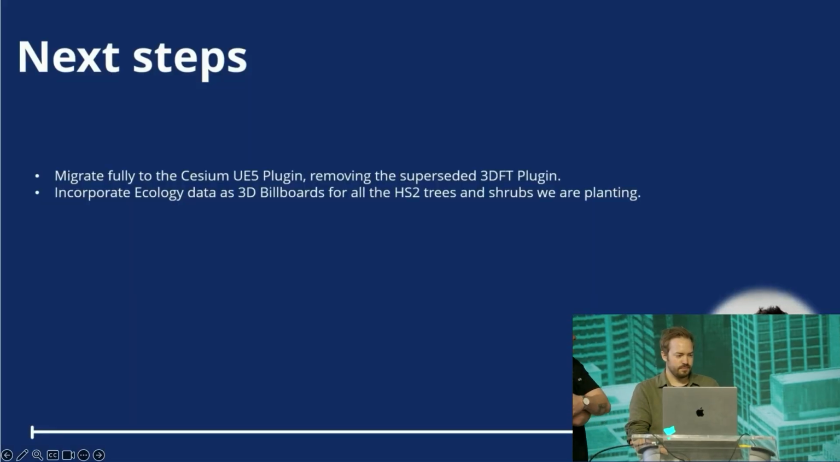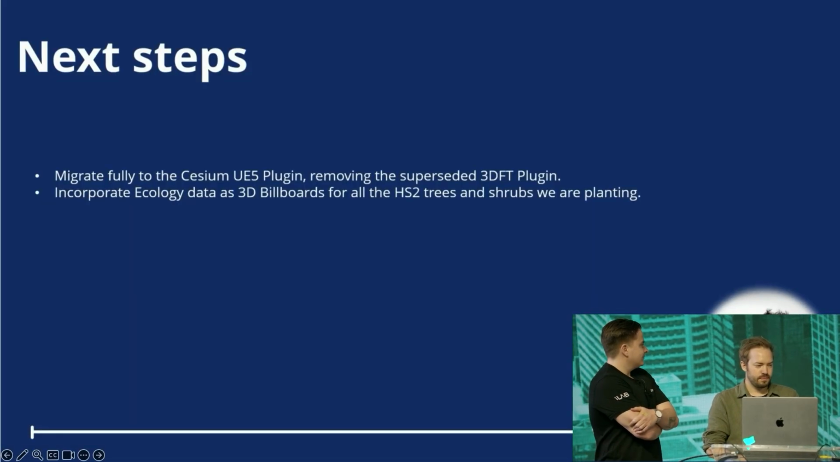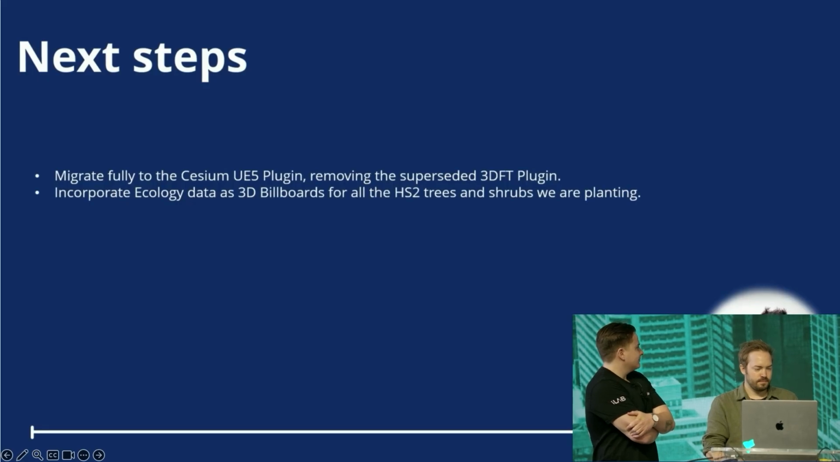So the next steps, we want to fully migrate to the latest Bentley plugin, which is using the Cesium tilesets rather than the 3DFT. We want to incorporate more ecology data as 3D billboards rather than 3D trees. We've got absolutely loads of different types of planting, shrubs, trees. So again, we want to try and get that as realistic as possible rather than just using one generic tree.